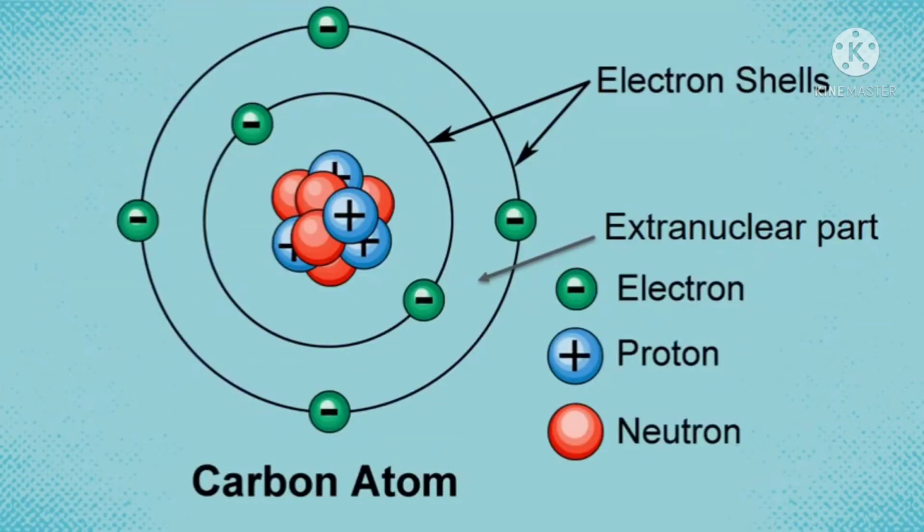Now we can see the figure, or we can say the diagram, of the carbon atom here. We know that it has atomic number 6. Carbon has atomic number 6. Therefore 2 electrons are in the first shell and the remaining 4 electrons in the second shell. The maximum capacity of the first shell is 2 electrons. Therefore, in the first shell there are only 2 electrons. So the remaining 4 are in the second shell.